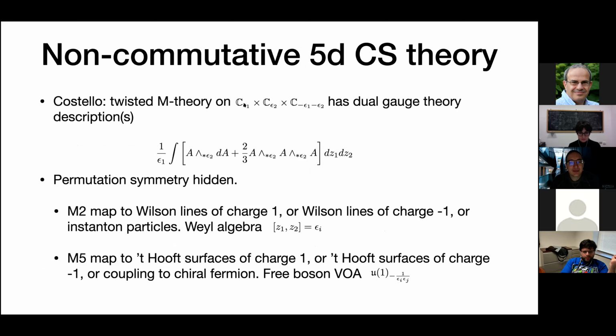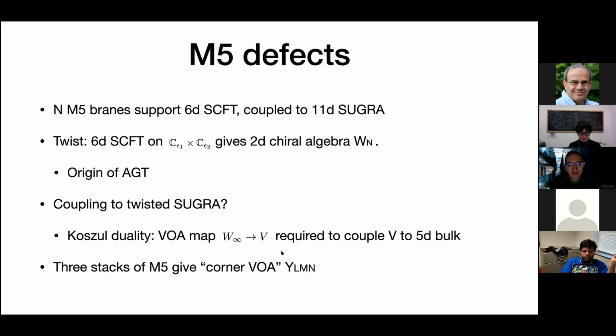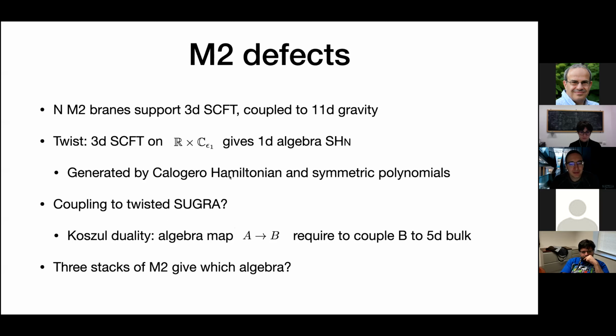If I take some M2-branes wrapping the first factor, some wrapping the second, some wrapping the third, I get a line defect at the intersection of these 3D theories. Is there some analog of these corner vertex algebras? And in the last work with Miroslav, we did indeed manage to find this three-stack algebra.